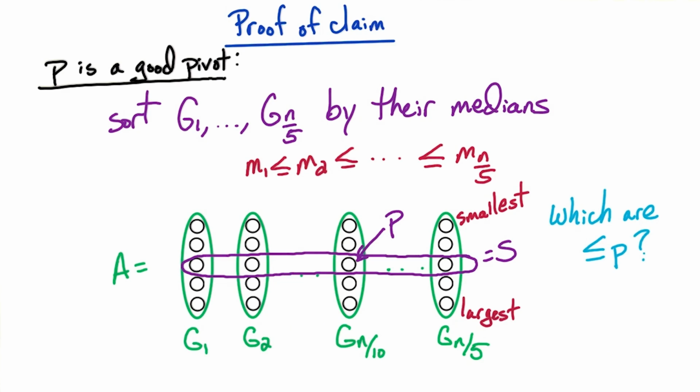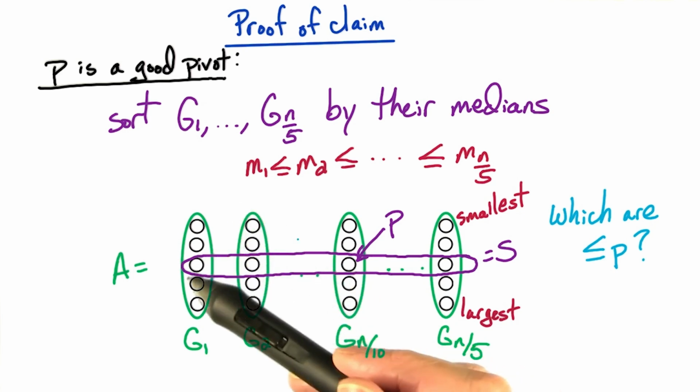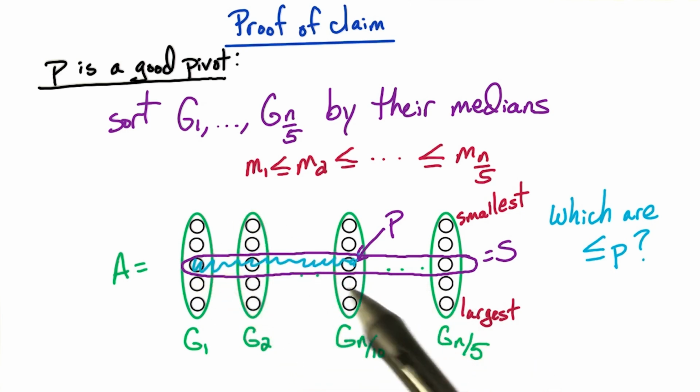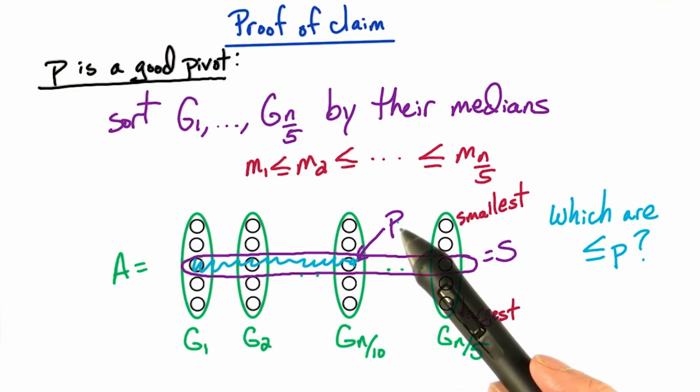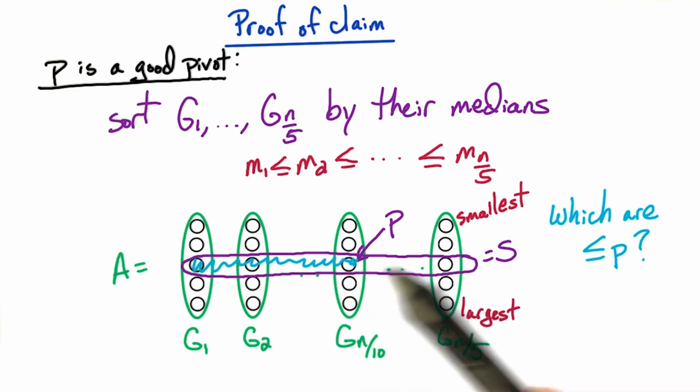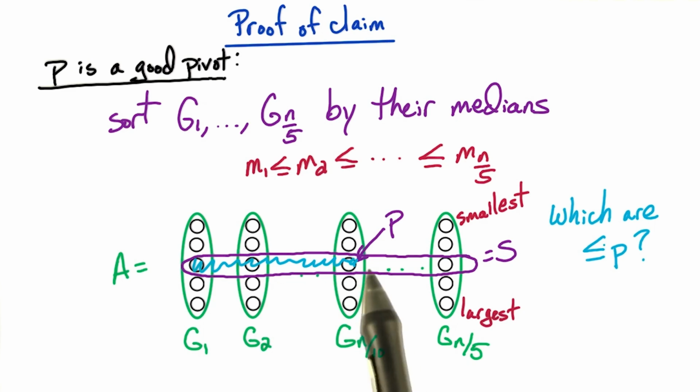Now I want to prove that P is a good pivot. So I want to first look at which elements are guaranteed to be at most P. Who do I know is at most P? Well, look at this subset S. P is the median of this subset. So I know that everybody earlier in this subset, these guys up to and including P itself, are guaranteed to be at most P. So that's n over 10 elements that are guaranteed to be at most P.